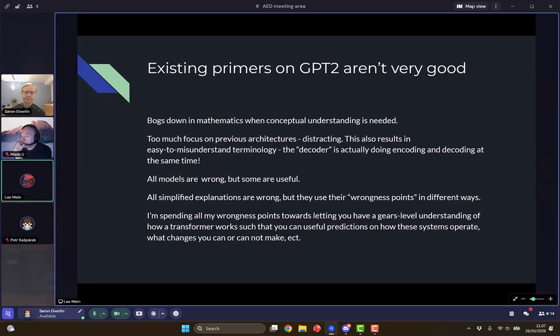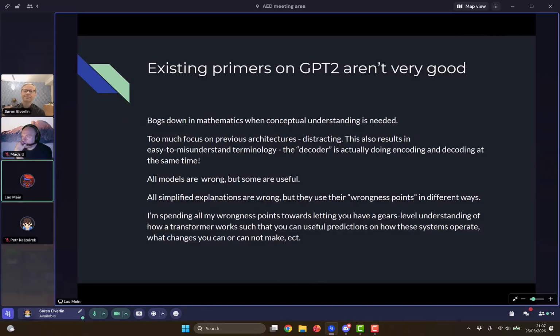GPT-2, by the way, is a decoder-only model, but the decoder does encoding and decoding at the same time. And the structure of a decoder and an encoder is also almost exactly the same. It's just because it technically contains the value and query matrices that it's considered a decoder, but using that word actually just confuses people. So I won't use the word decoder in my explanations.